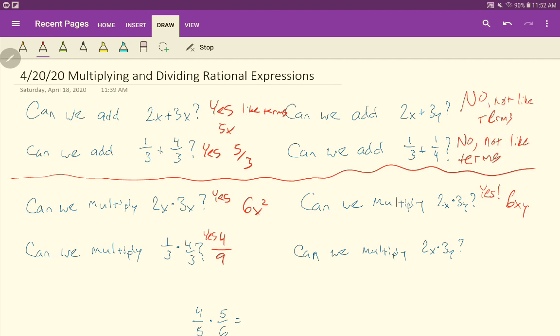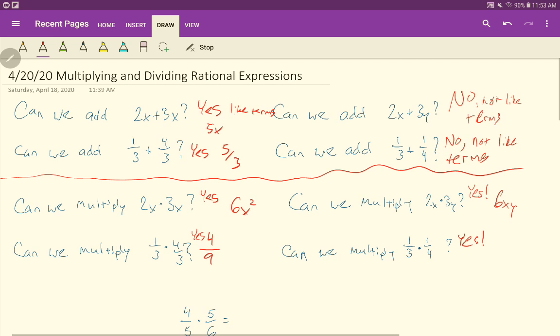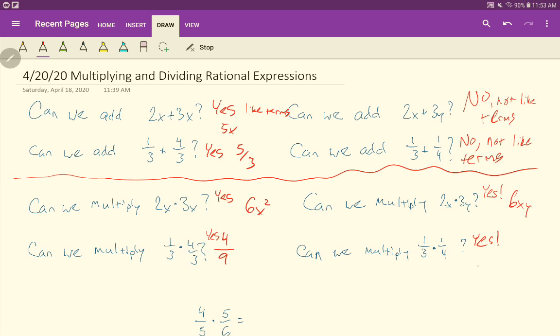Can we multiply, whoops, I put the wrong thing here. I meant to put 1/3 times 1/4. And the answer is yes. We don't need common denominators to multiply these two fractions. We would get 1/12. Again, multiply across the top, multiply across the bottom. That's the basics for multiplying fractions.